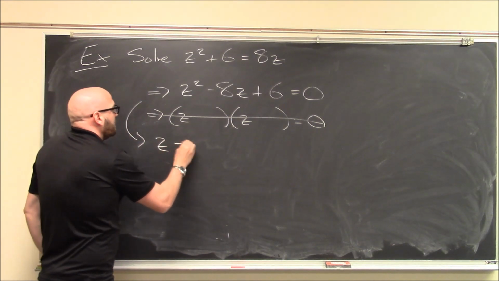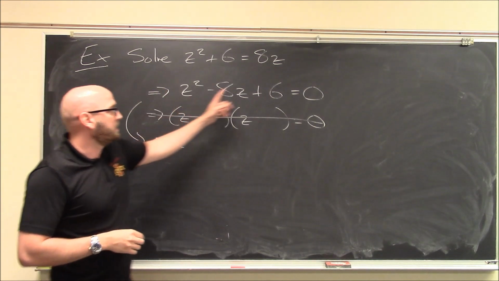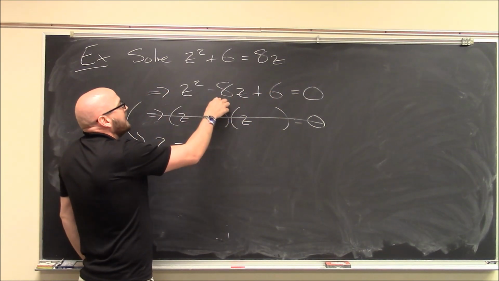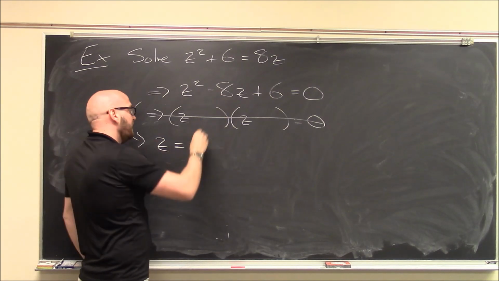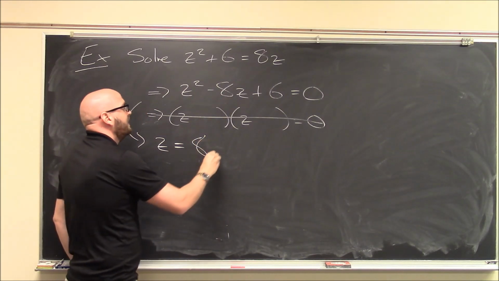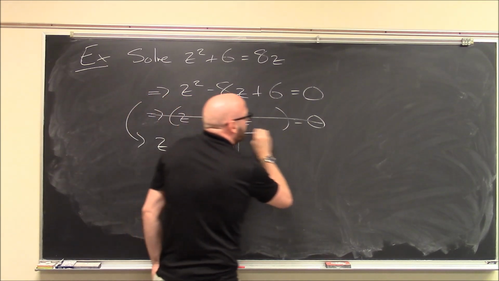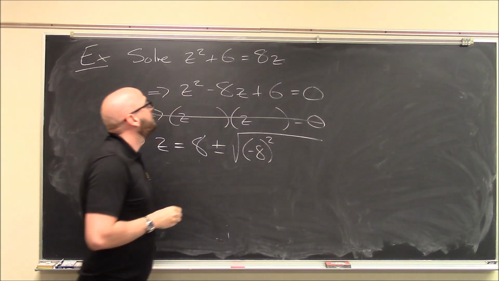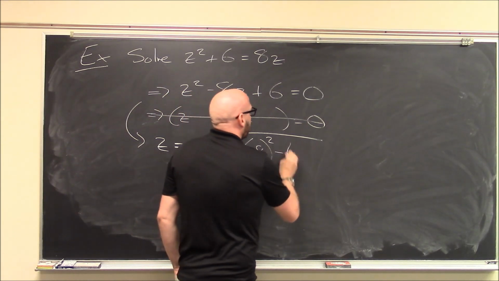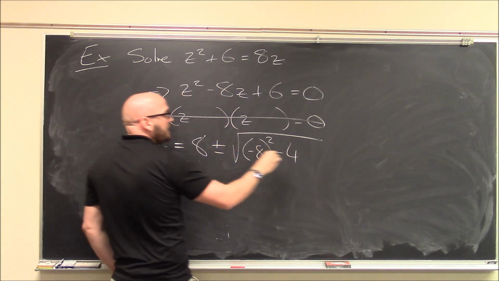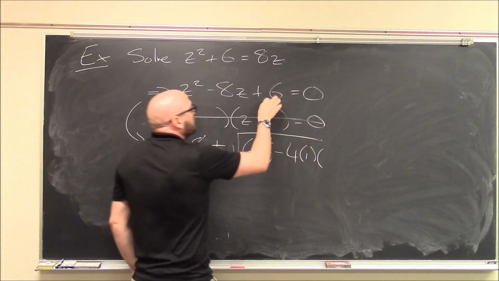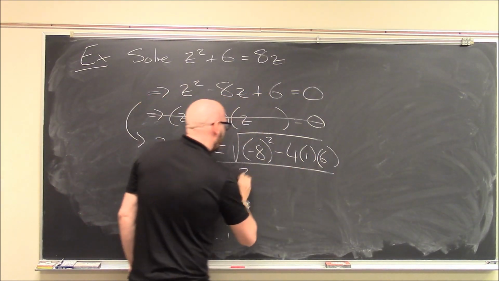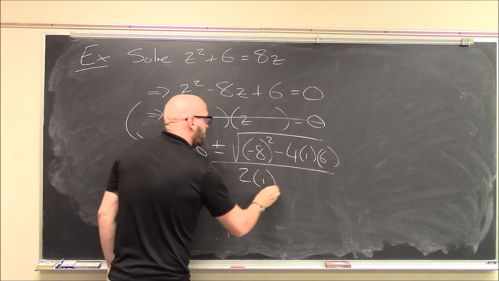So we'll go straight to the quadratic equation, because it's in the right form now, right? It's 0 on the right. So z is going to equal minus b. b is minus 8 in this case, so minus b is positive 8, plus or minus the square root of minus 8 squared minus 4 times a, which is 1, times c, which is 6, all over 2a, 2 times 1.